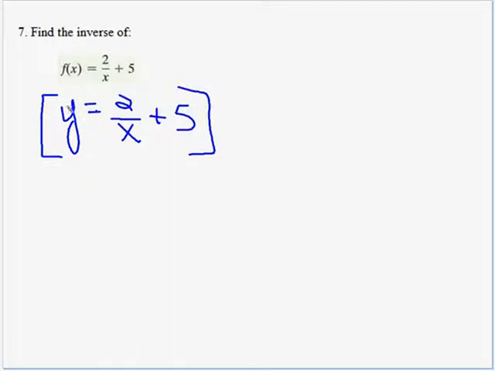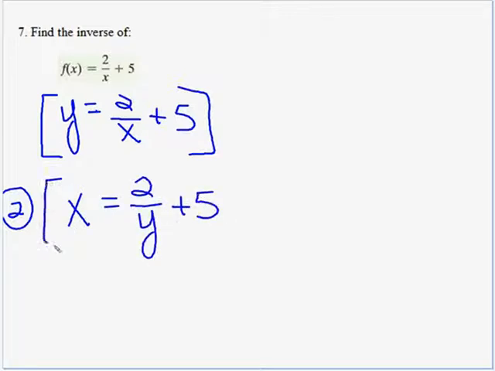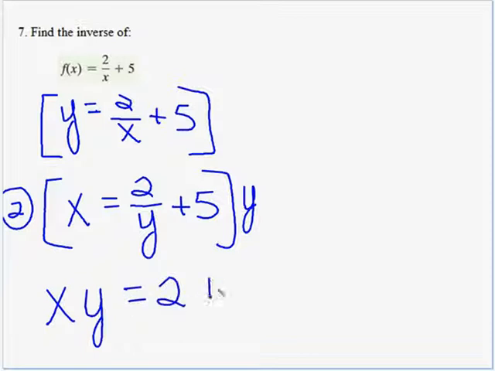Step 1 was to replace the f of x with y. Step 2, swap the variables. x equals 2 over y plus 5. Now we multiply through by y. So I'll have xy equals 2 plus 5y.